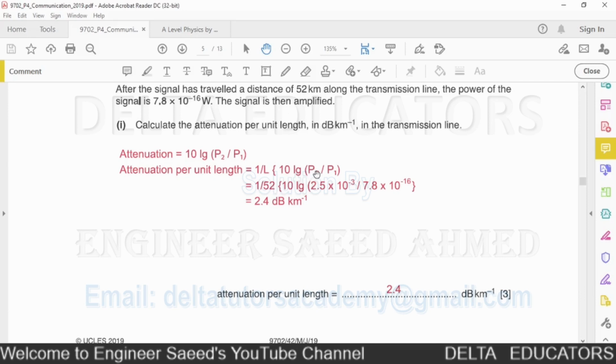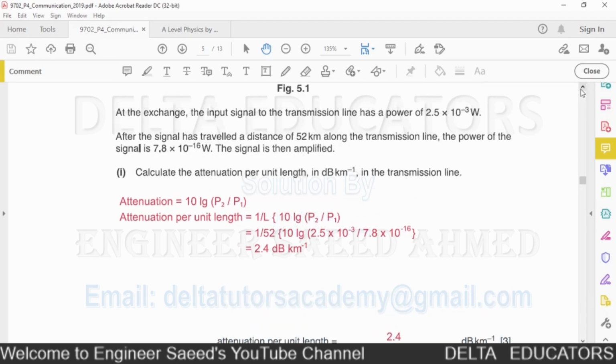Now P2 is the greater power. Greater power is given here as 2.5 into 10 power minus 3. And lesser power is given as 7.8 into 10 power minus 16. So this value 7.8 into 10 power minus 16 will be for P1. Now by solving this, we will get the attenuation per unit length, that is 2.4 decibel per kilometer.